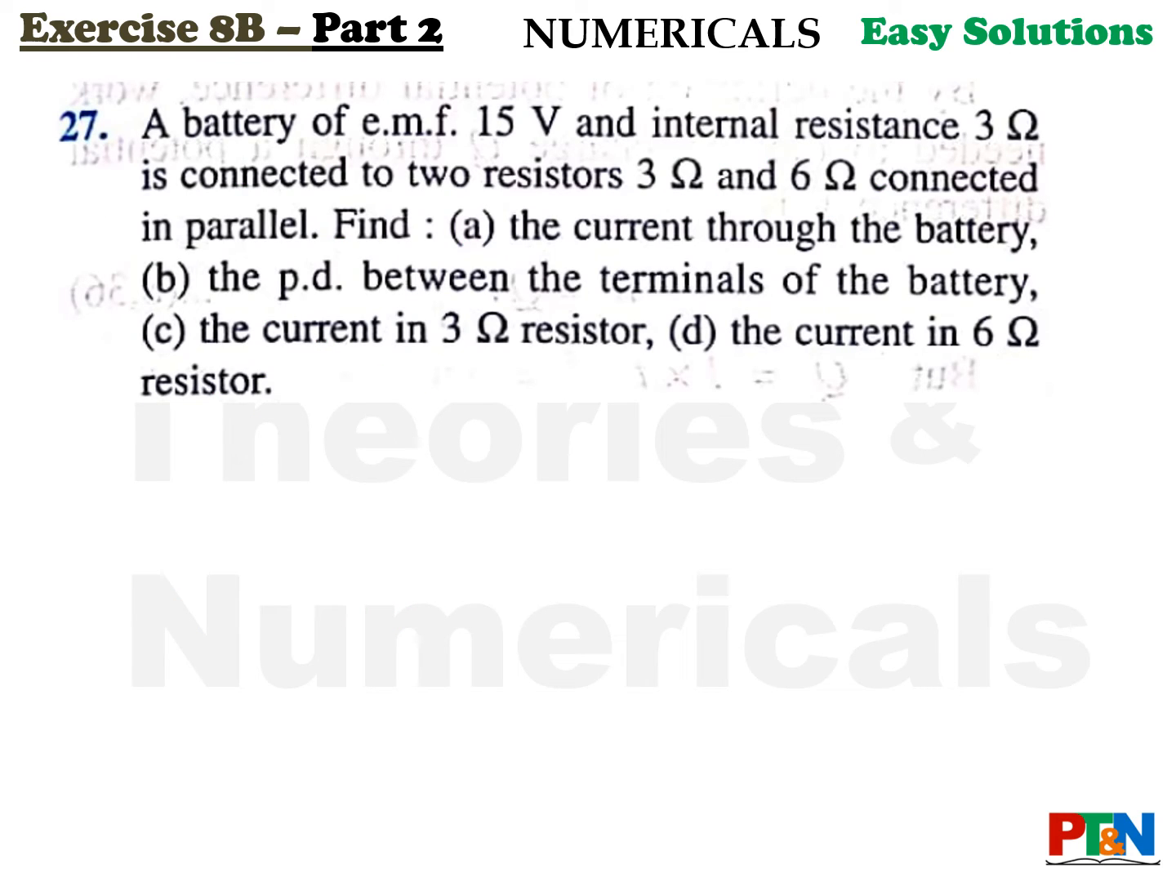Next one, a battery of EMF 15 volt and internal resistance 3 ohm is connected to 2 resistors, 3 ohm and 6 ohm, connected in parallel. Find the current through the battery, potential difference between the terminals of the battery, current in the 3 ohm resistor, and current in the 6 ohm resistor. So a good number of questions. Okay, let's see the solution.